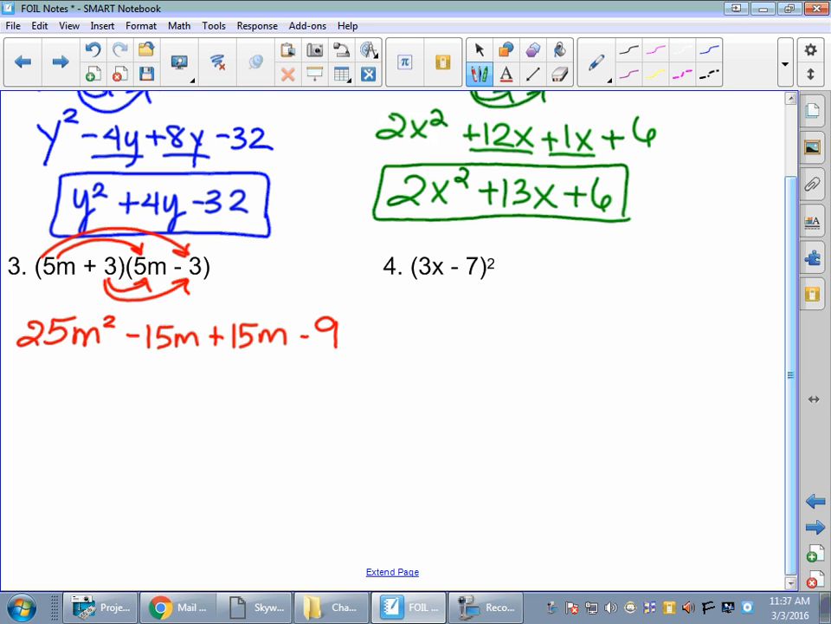And so we end up with 25m squared. Our outer and inner this time cancel. You have a positive and a negative 15m that cancels. And so we're left with 25m squared minus 9.